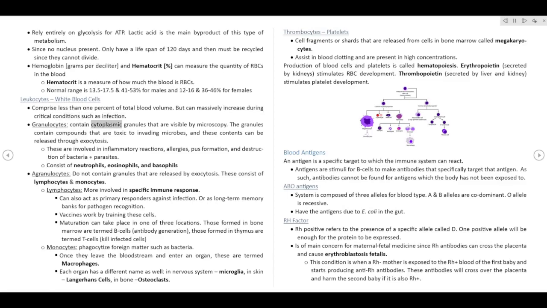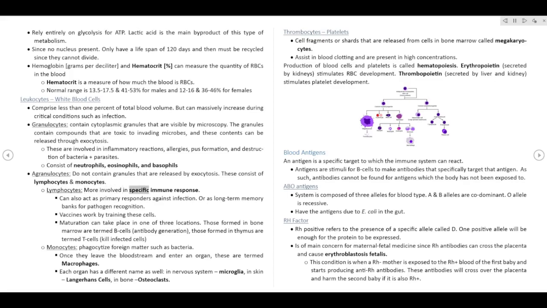Granulocytes contain cytoplasmic granules that are visible by microscopy. The granules contain compounds that are toxic to invading microbes, and these contents can be released through exocytosis. These are involved in inflammatory reactions, allergies, pus formation, and destruction of bacteria plus parasites. Consist of neutrophils, eosinophils, and basophils. Agranulocytes do not contain granules that are released by exocytosis. These consist of lymphocytes and monocytes.